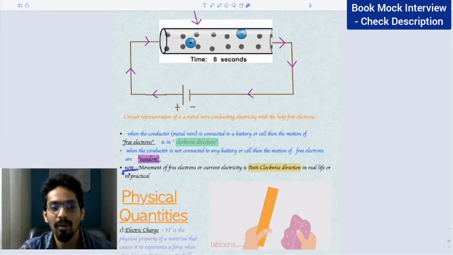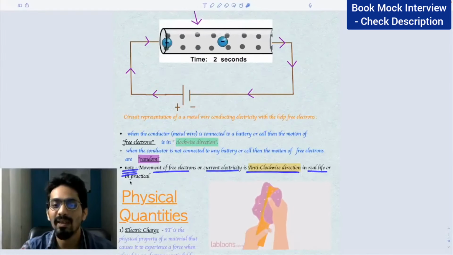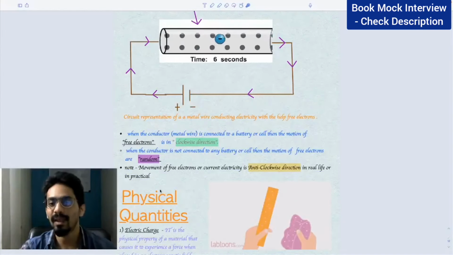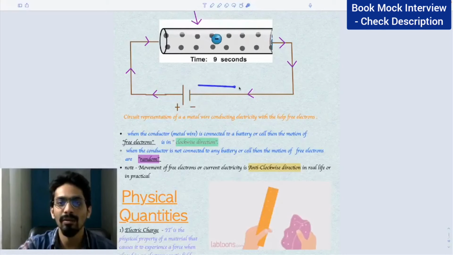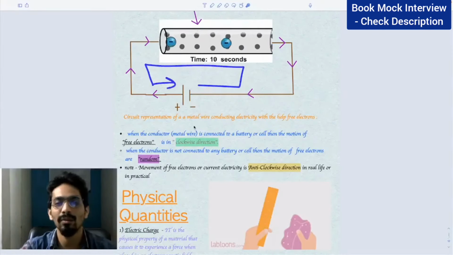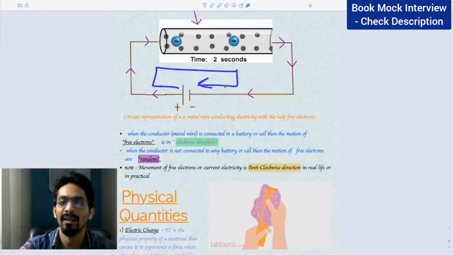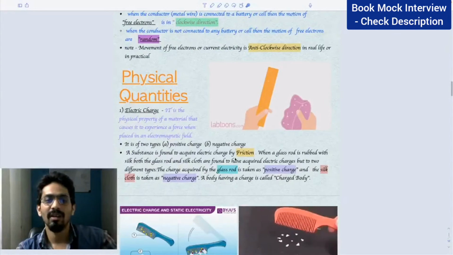Now, this is an important point to note. Movement of free electrons in current electricity is in the anti-clockwise direction in real life or practical life. What do we mean by this? This means that in practical life, electrons move in this direction, but the conventional direction of current is like this, clockwise. But actually, they move in the anti-clockwise direction. Okay. Now moving forward, physical quantities.